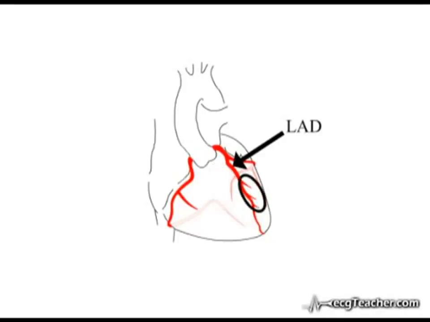Diagonal branches of the LAD supply a variable extent of the anterior and, in some individuals, lateral surface of the left ventricle. The septum is examined by leads V1 and V2, while the anterior surface of the left ventricle is examined by leads V3 and V4.